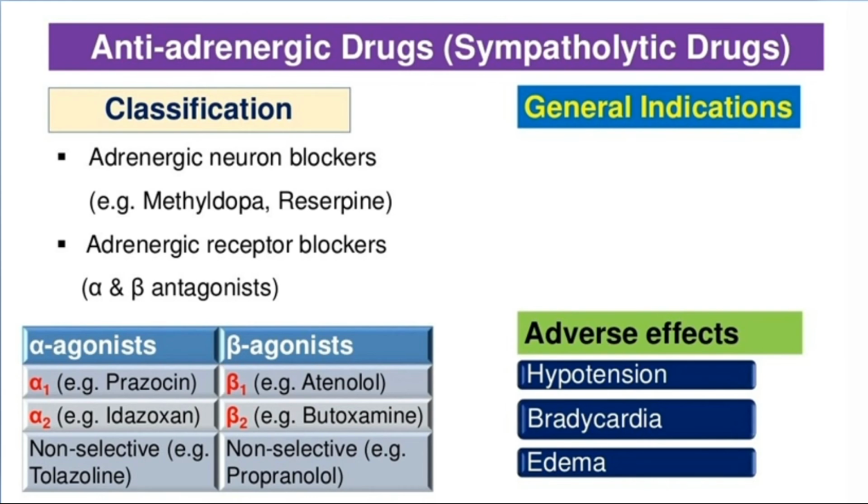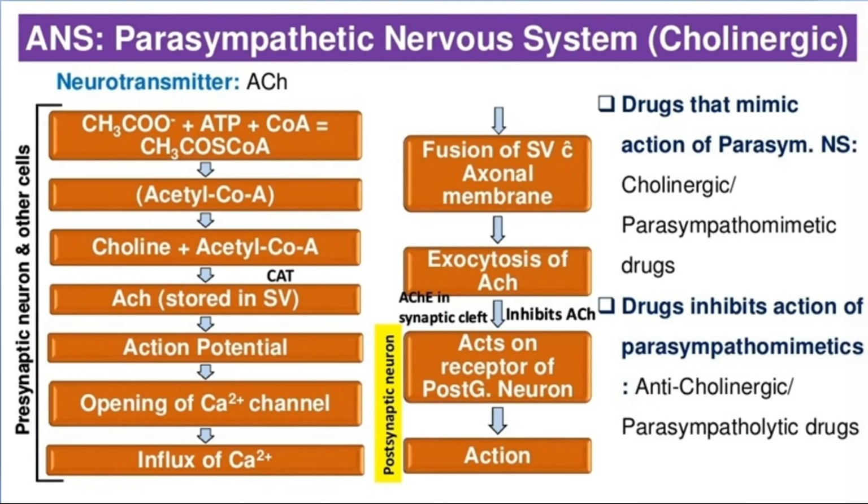Beta 2 blocker, example butoxamine. Non-selective blocker, example propranolol. Adverse effects: hypotension, bradycardia, edema. ANS, parasympathetic nervous system, cholinergic.